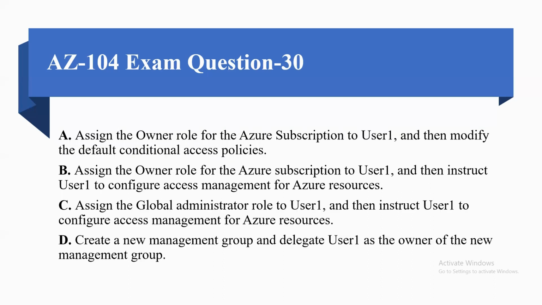What should you do? Option A, assign the owner role for the Azure subscription to user1 and then modify the default conditional access policy. Option B, assign the owner role for the Azure subscription to user1 and then instruct user1 to configure access management for Azure resources. Option C, assign the global administrator role to user1 and then instruct user1 to configure access management for Azure resources. Option D, create a new management group and delegate user1 as the owner of the new management group.